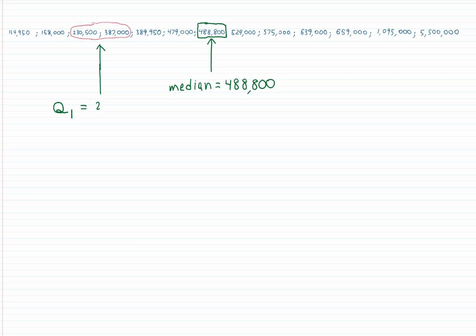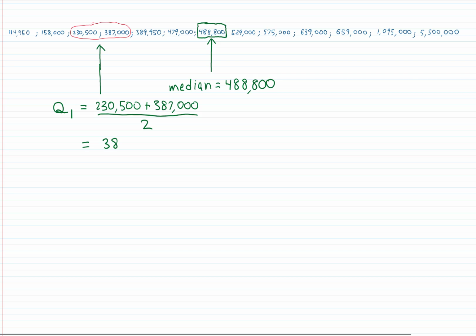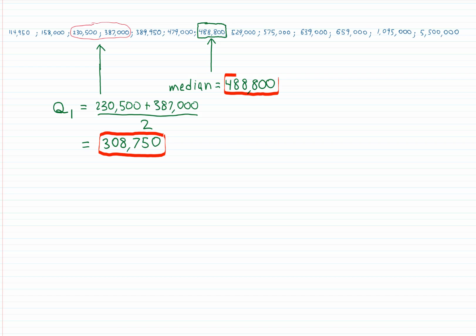So we go 230,500 plus 387,000 divided by 2, and we get 308,750. That's your first quartile. This number is your median or your second quartile.